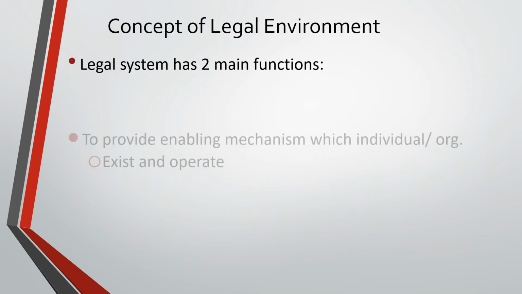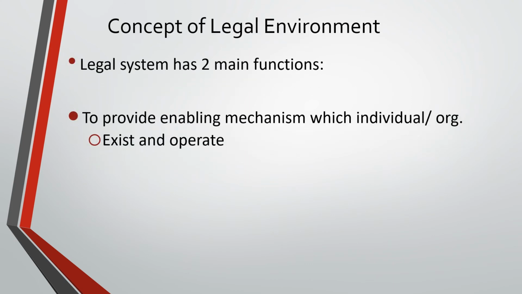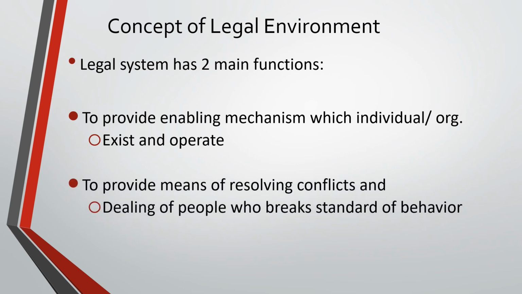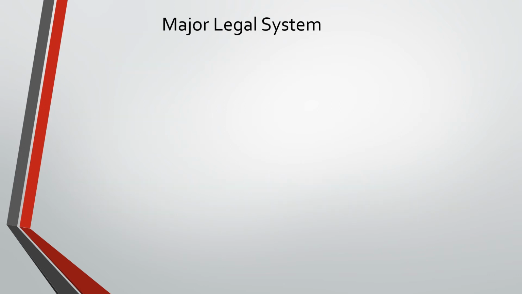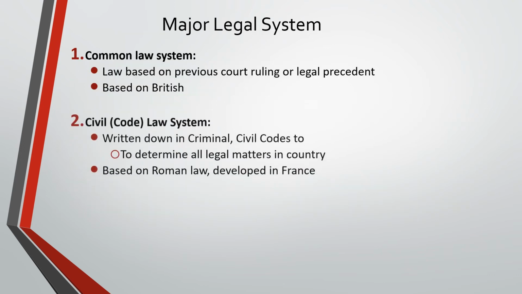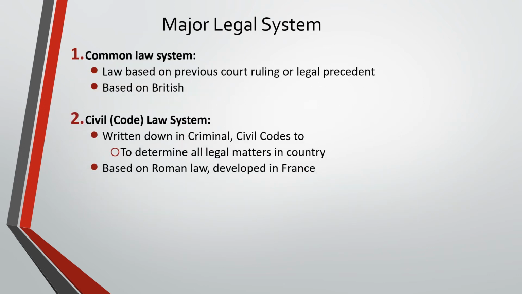The concept of legal environment. The legal system has two main functions: to provide an enabling mechanism by which individuals and organizations exist and operate, and to provide the means of resolving conflict and dealing with the people who break the standard of behavior. Now, there are three main legal systems.